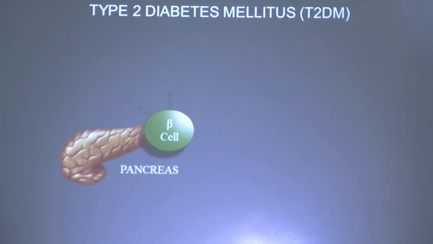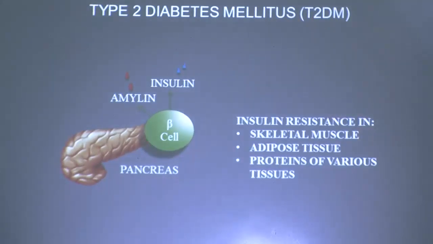In contrast, in type 2 diabetes, beta cells, instead of producing normal amounts of insulin and amylin, produce too little. There's also insulin resistance that occurs in several muscles and tissues. So the body's response to this is to create more amylin and insulin to try and beat the resistance.